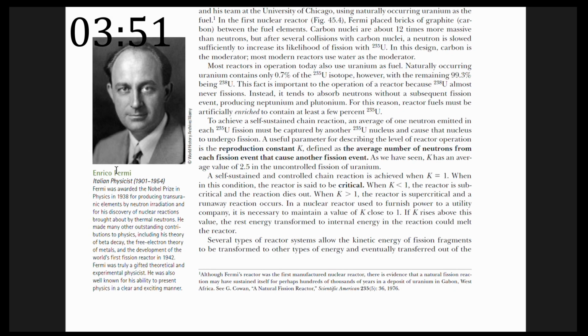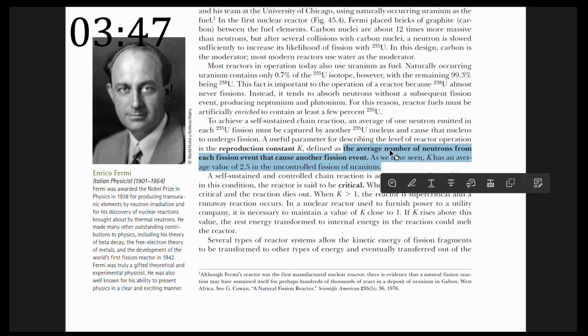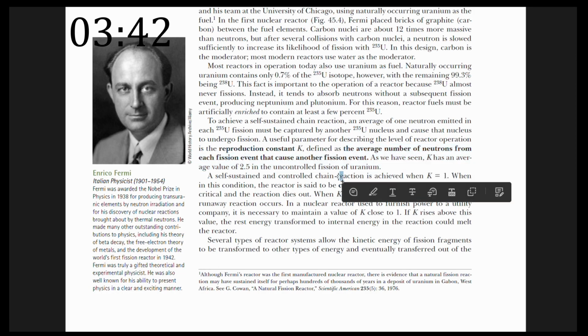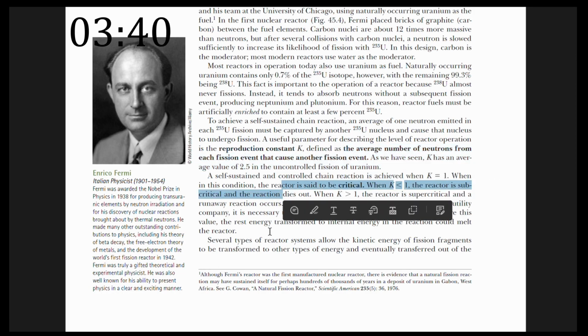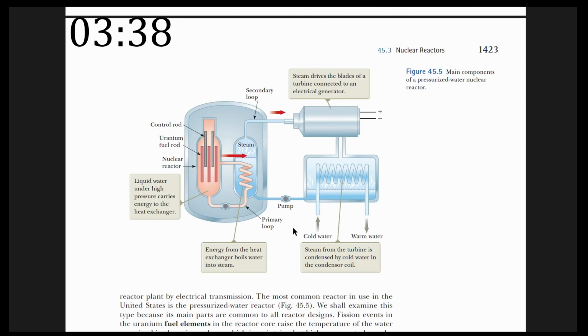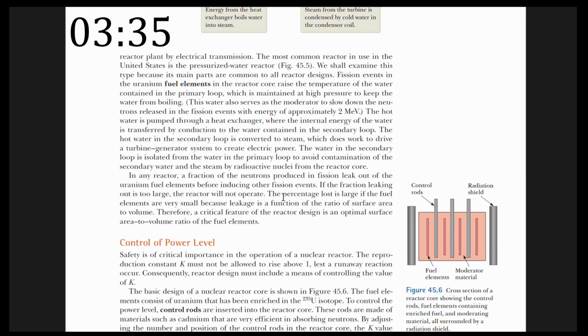Enrico Fermi, here's the man. Fermi-Dirac distribution. You remember seeing that before? Let's read these bold words: the average number of neutrons from each fission event that causes another fission event. That was weird, but we have 3 minutes, 40 seconds. Let's zoom through a bit more. Interesting picture here. I'm not going to look at that too much.